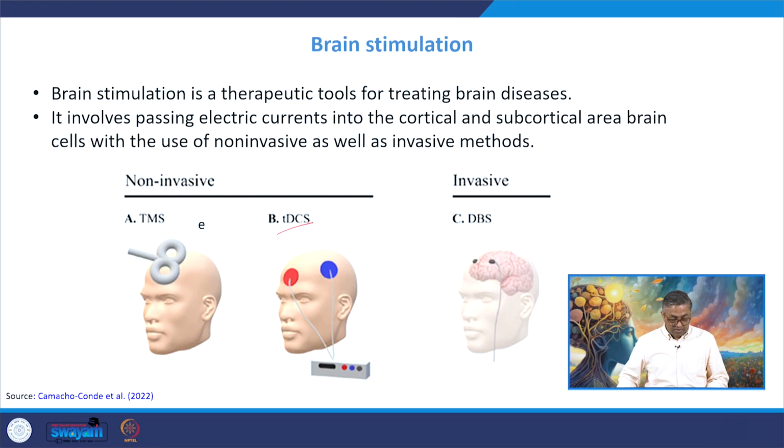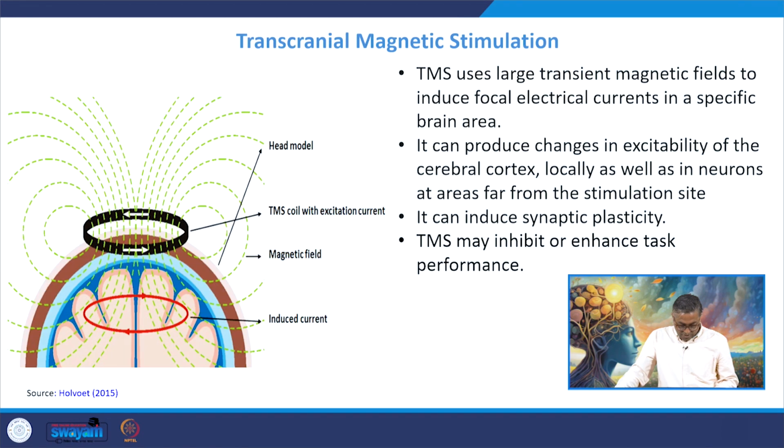So it involves passing of electrical current to cortical and subcortical brain areas, using non-invasive as well as invasive methods. One important point here is that TMS focality is very high compared to TDCS. TDCS electrodes are a little bigger, and when the electrical current is passed, it gets diffused in the entire brain. So focality is a big challenge here.